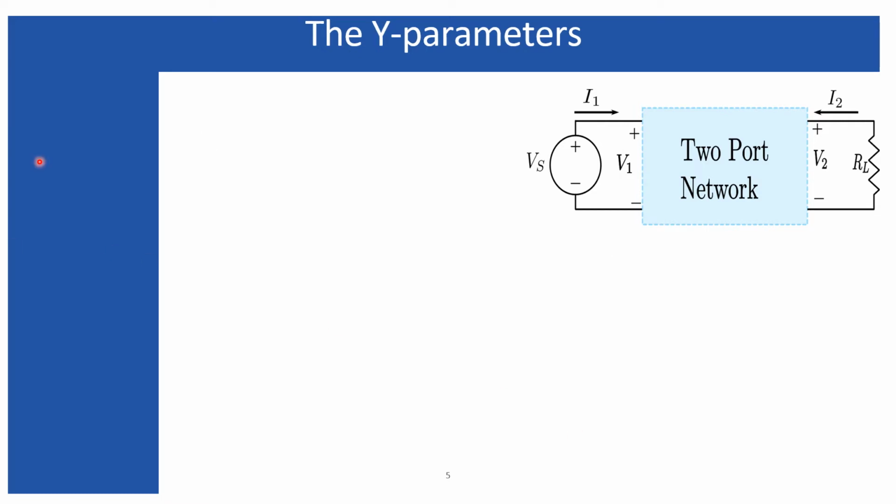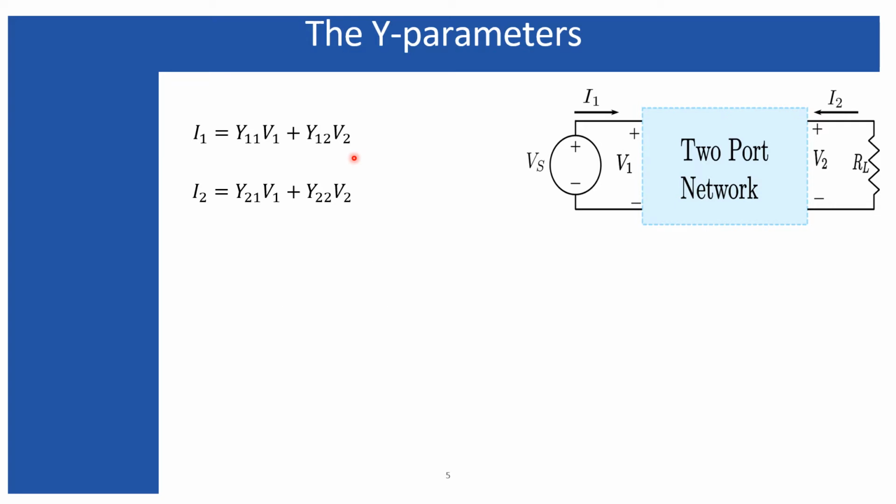Next is the Y parameter. Look here. In the case of the Y parameter, you can represent the input current and the output current as a weighted sum of the input voltage and output voltage.